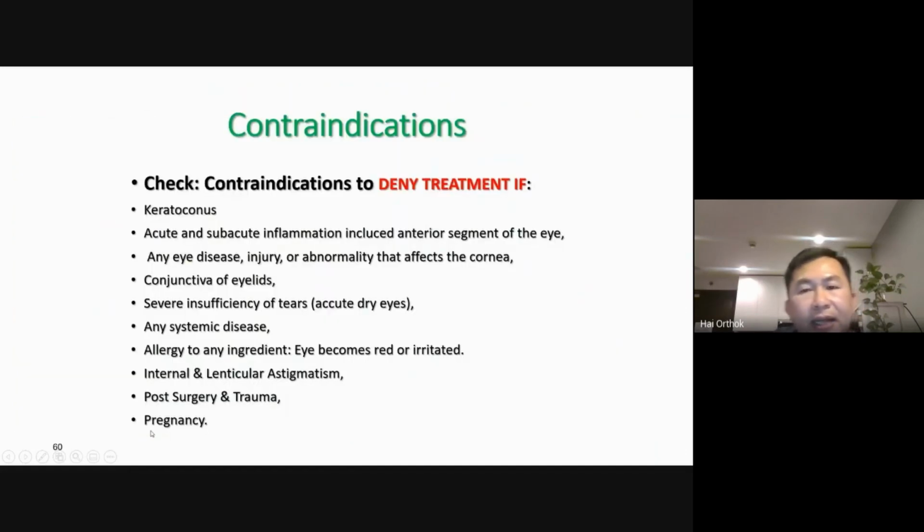So the contraindications for the AutoCAD treatment, I will skip, and you can read it at home.